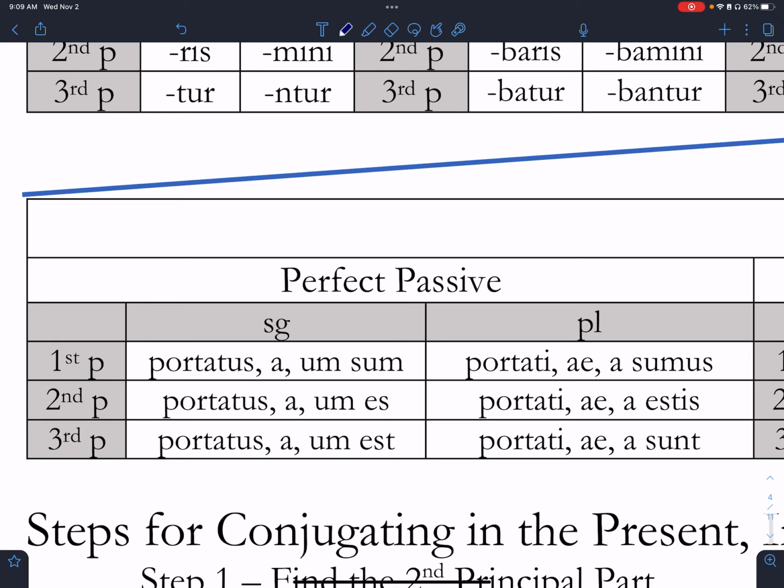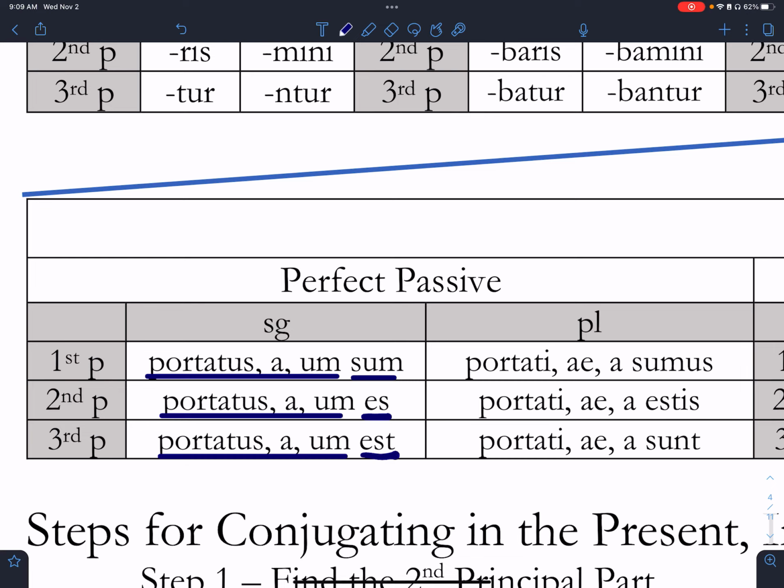Okay, so think porto, portare, portavi, portatus. Portatus, right? That's that 4th principal part. So we've got portatus a plus sum. Then the second person singular, portatus a plus es. And portatus a plus est.